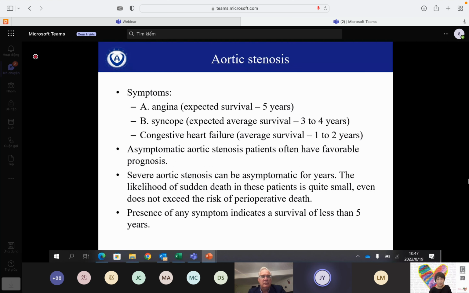The symptoms include angina, syncope, and congestive heart failure. Each symptom corresponds to a different expected survival. Asymptomatic aortic stenosis patients often have a more favorable prognosis. The presence of any symptom indicates a survival of less than 5 years. Severe aortic stenosis can be asymptomatic for years, and the likelihood of sudden death in these patients is quite small, and does not even exceed the risk of perioperative death.